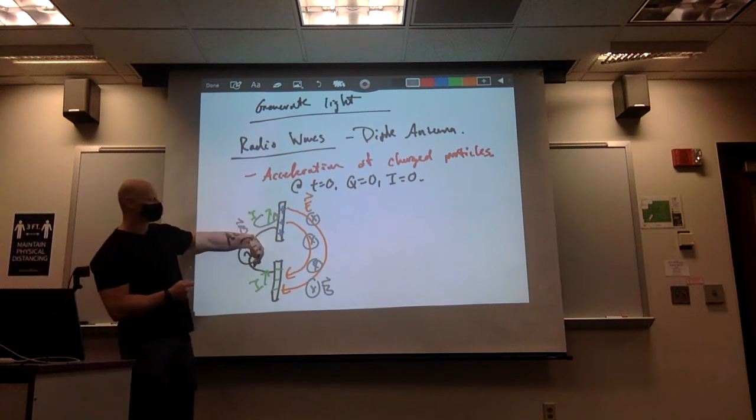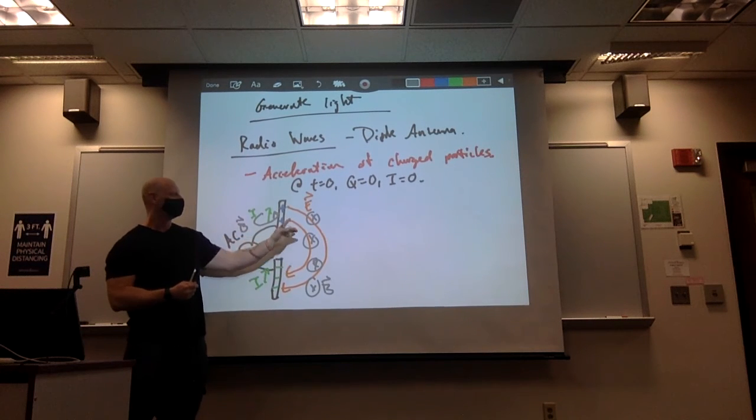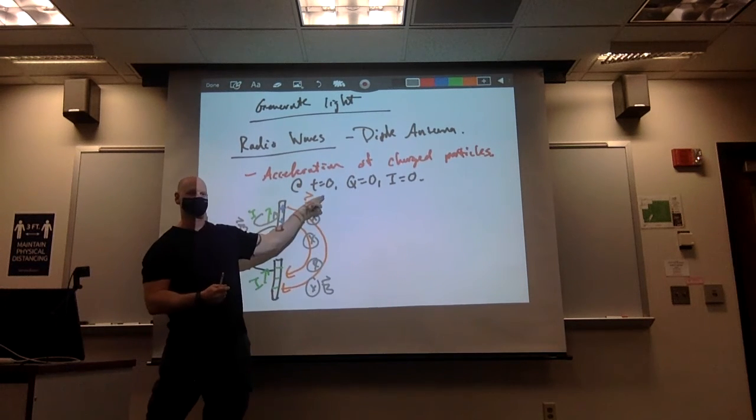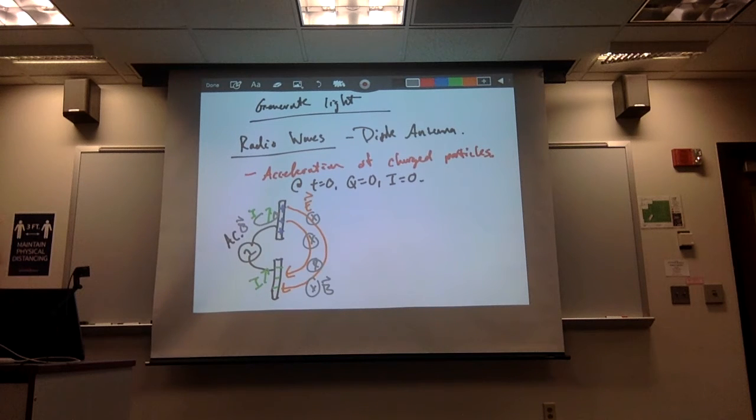Because now my current's going to be going downward, so my B field will be coming out. My electric field would then point in this direction. So eventually my electric field is going to change directions and point in this direction, while my magnetic field is also going to change direction and then point in this direction.